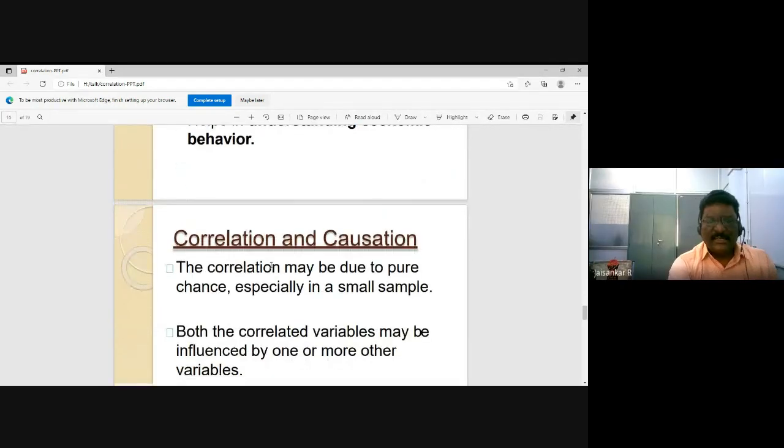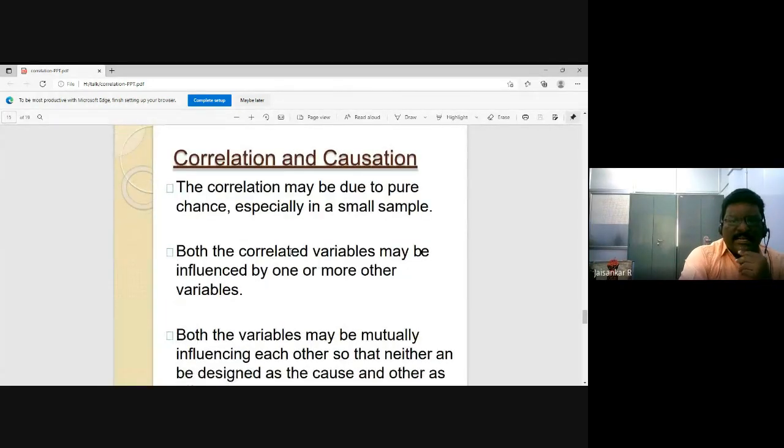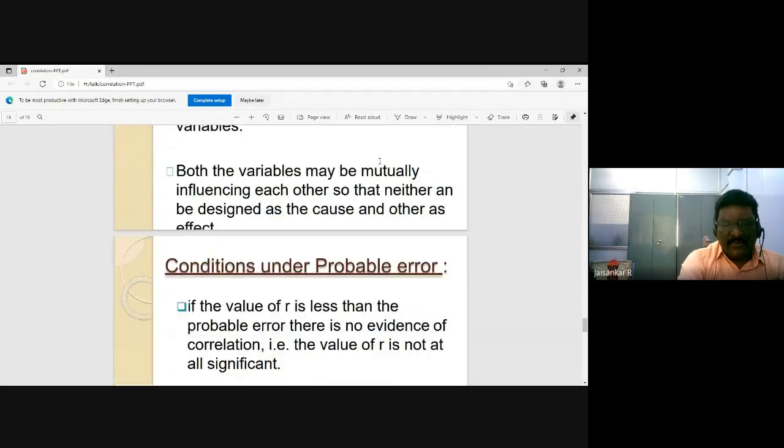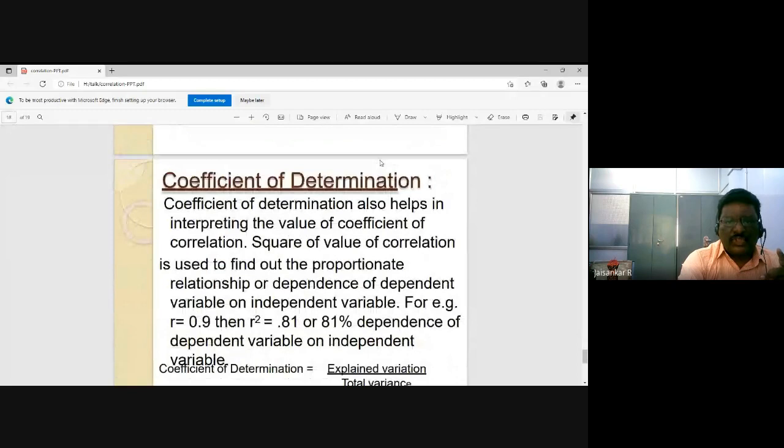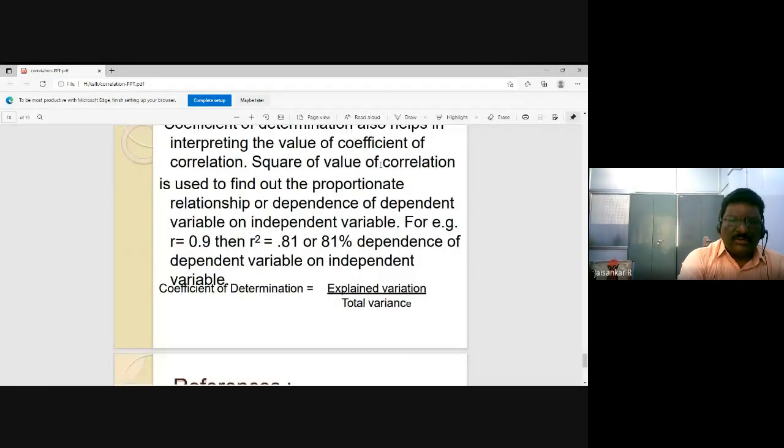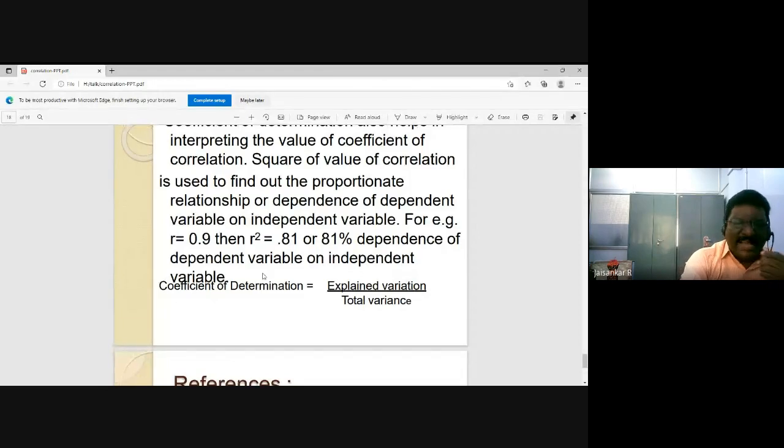Okay. So I told you about nonsense correlation. When there is a cause, there is a correlation. But when there is a correlation, it does not necessarily mean there is a cause behind it. That's the example I told you. You can even find correlation for two different unrelated variables. Therefore, this kind of correlation has to be used with caution. Naturally, it happens.